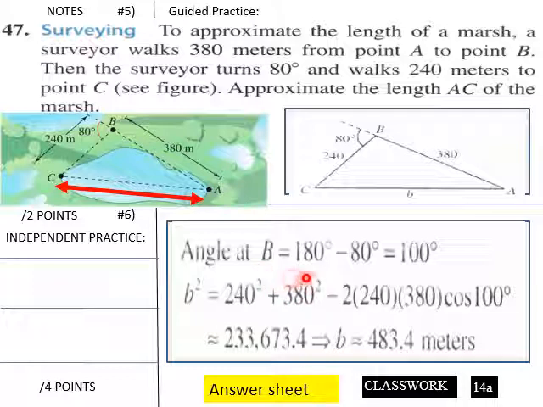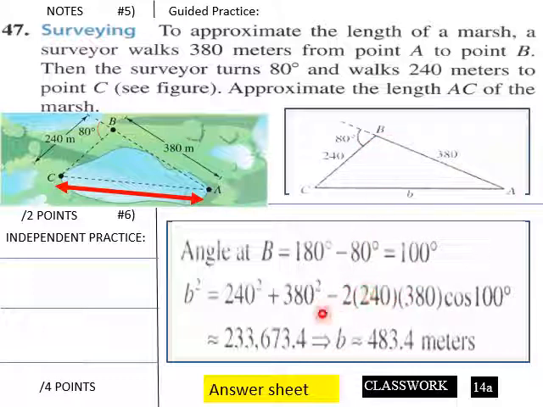So the angle at B here, we have 180 minus 80, which would be 100 degrees. So this is a 100-degree angle here. b squared equals 240 squared plus 380 squared minus 2 times 240 times 380 cosine 100. And we know this angle here.